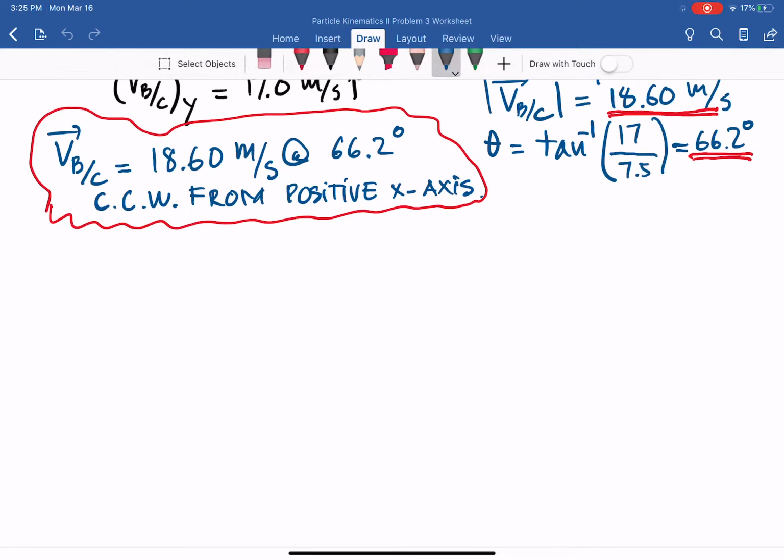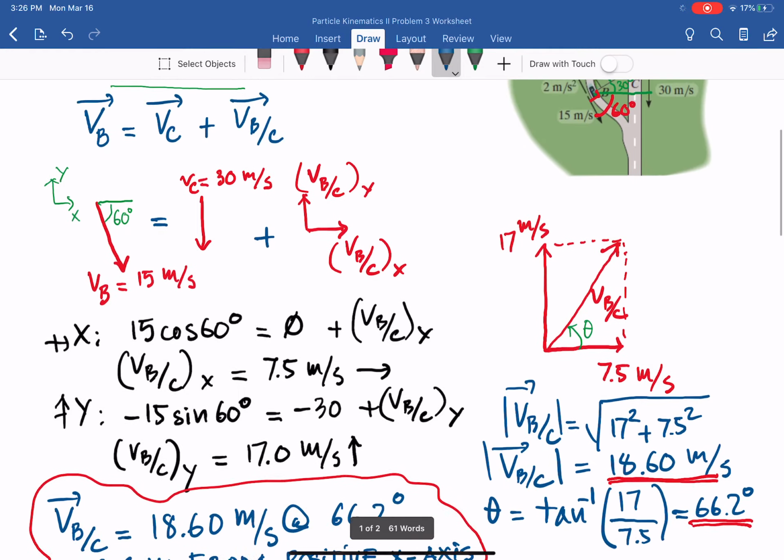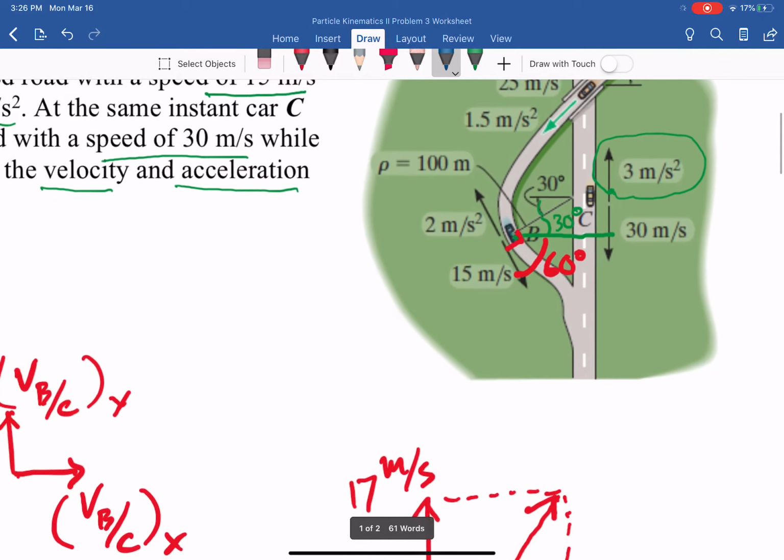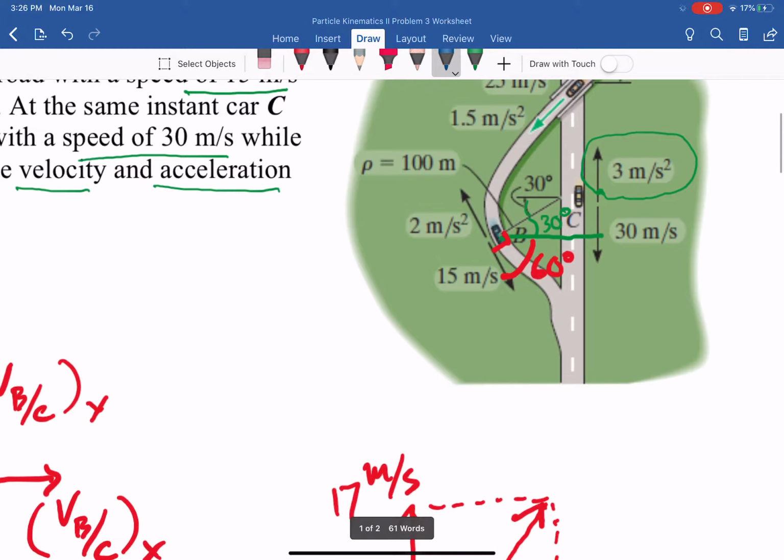So we have the acceleration of B equal to AC plus AB relative to C. And with this, we can draw the diagram. As you can see, B is on a circular track. It's a curved track, so it's curvilinear motion.